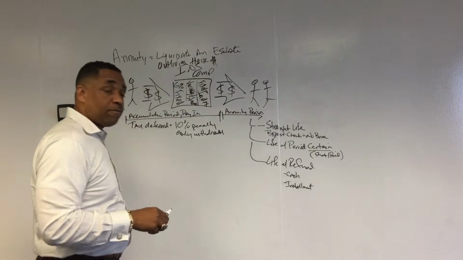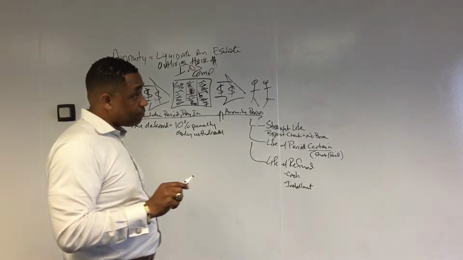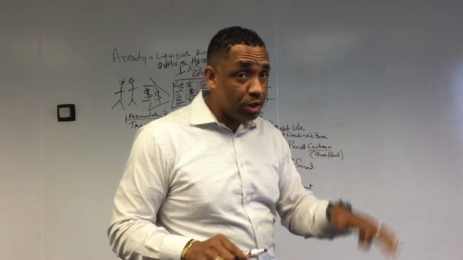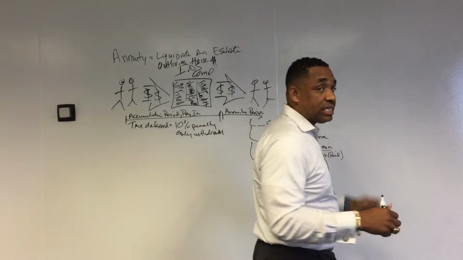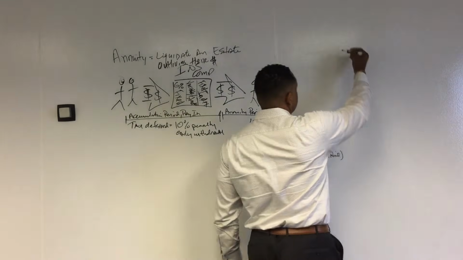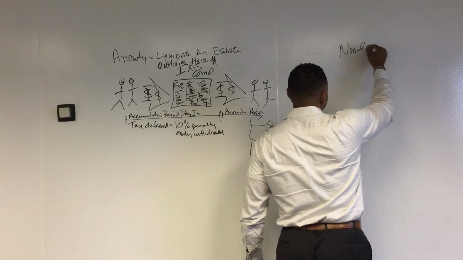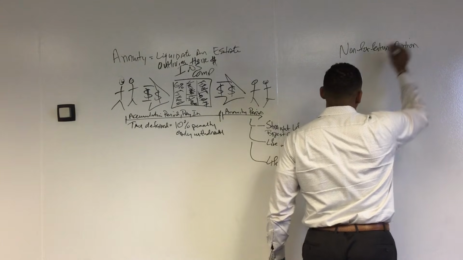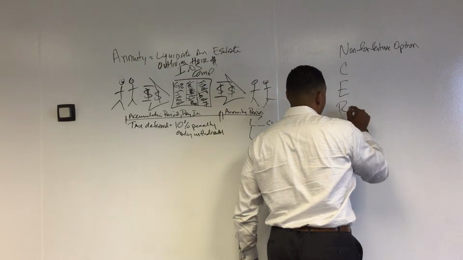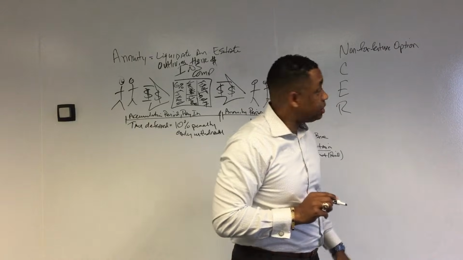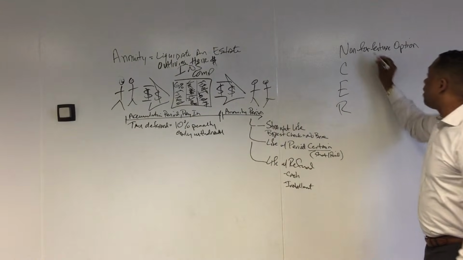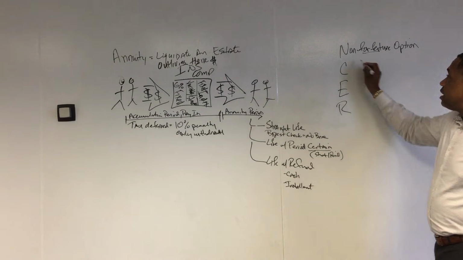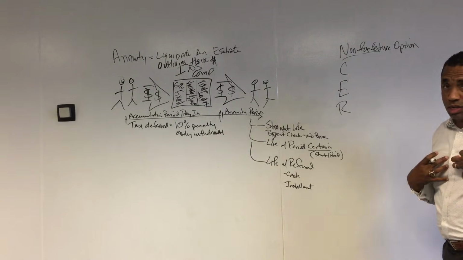All right? Now, the provisions. Three provisions that you're going to have to know backwards and forwards. The first provision is non-forfeiture options. Three non-forfeiture options. First, what is a non-forfeiture option? Let's break this word down. Forfeit, meaning to lose something. Non-forfeit means I don't want to lose something.